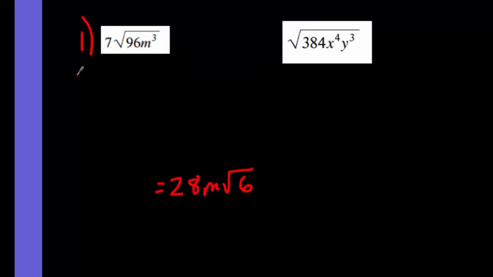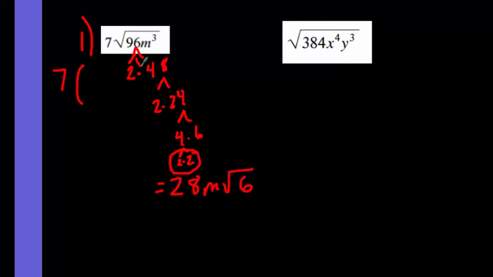Another way to approach this problem as well, I can once again think about the 7 as being set out to the side. And I can break this 96 into just simple multiples. So 2 times 48, and then 48 is 2 times 24, and 24 is 4 times 6, and 4 is 2 times 2, and I'm just going to go with that. Well, then, because it's a square root, once again I have a pair. So there's a pair of 2's, and there's another pair of 2's. So I have 2 pair of 2's, which would come out as a 4.